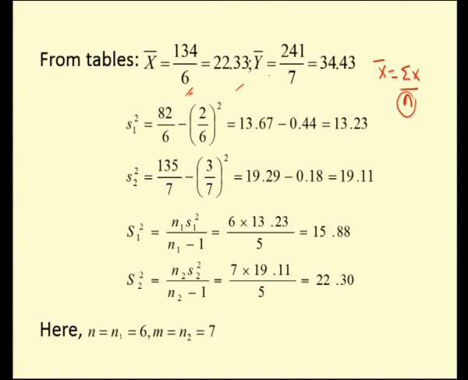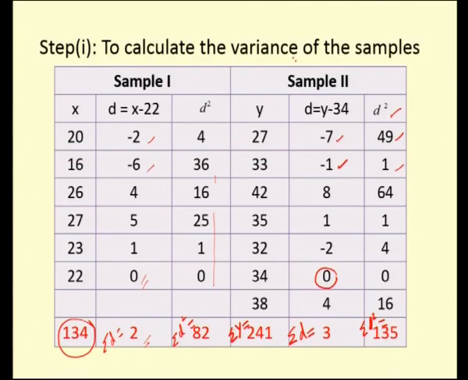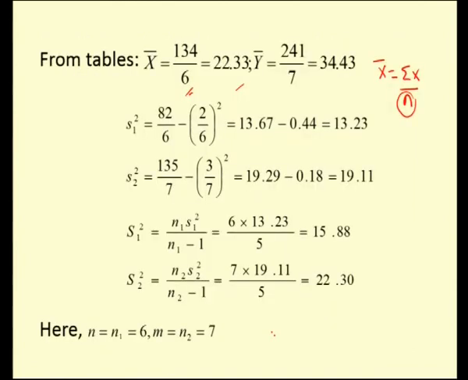Now, go for method 2, for which I have denoted the mean as y bar. It is the summation of y divided by n. From the previous table, my summation of y is 241. So 241 divided by 7 is 34.43.